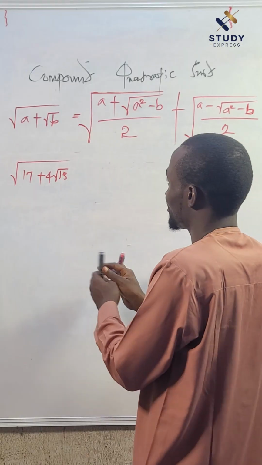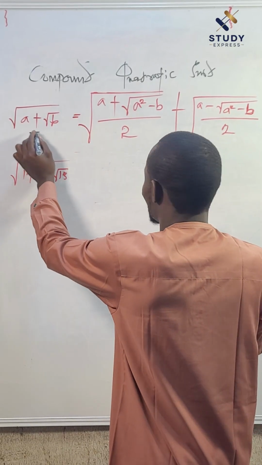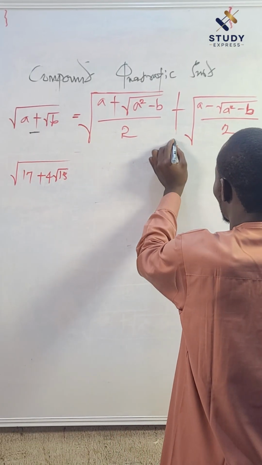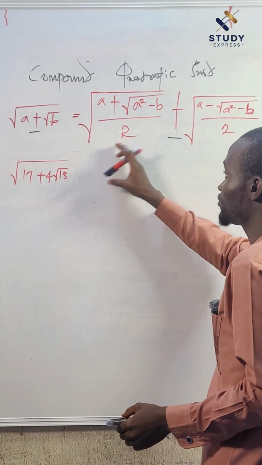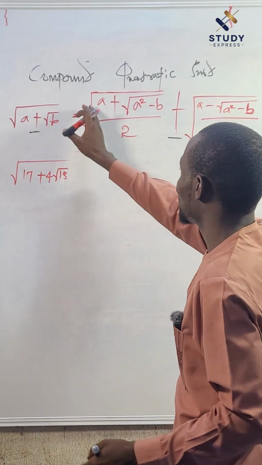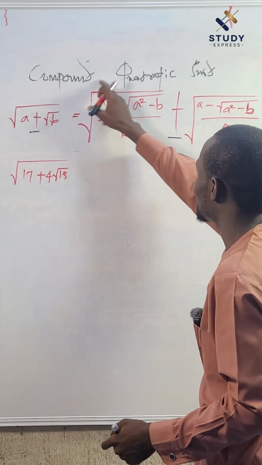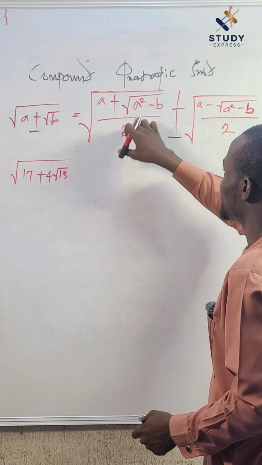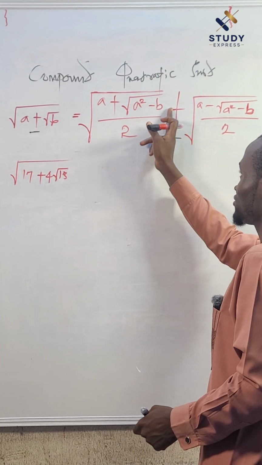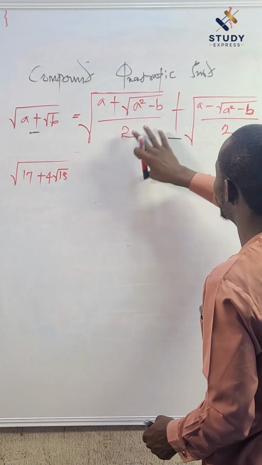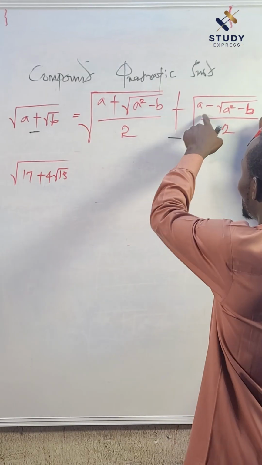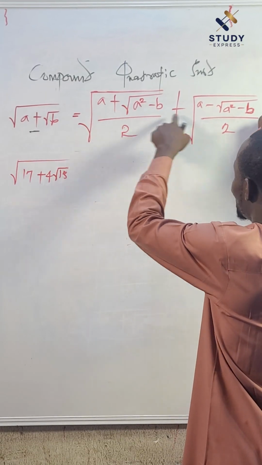Mind you, if this is minus, then in between here will also become minus. So how do you learn the formula? It's very simple. Just pick a. Bring your square root: take your square root, a plus, bring another square root, a squared minus b, all over 2. Then just repeat the same thing here, but make it a conjugate. So if this is plus, this is going to be minus.